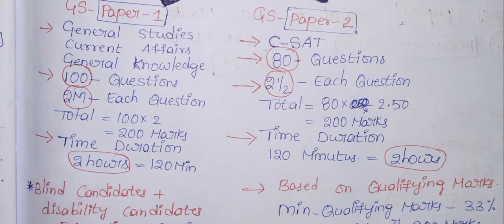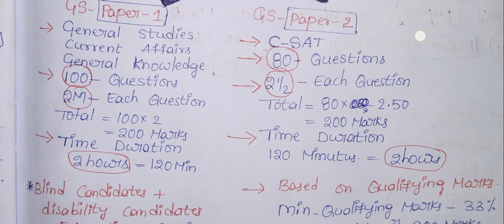Coming to paper 2, that is GS paper 2, the CSAT, meaning Civil Services Aptitude Test, the total questions are 80. Each question carries 2.5 marks, so 80 into 2.5 equals 200 marks. The time duration for this exam is 120 minutes, which means 2 hours.